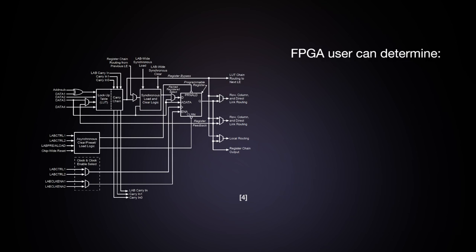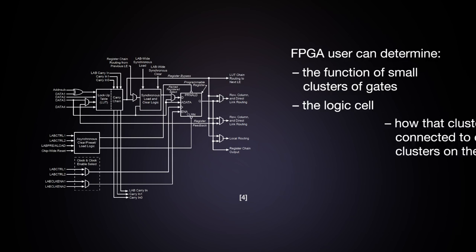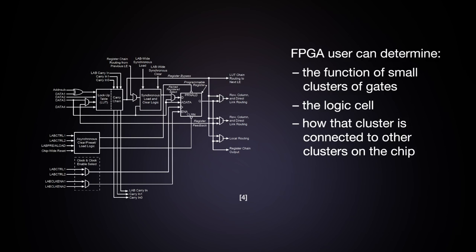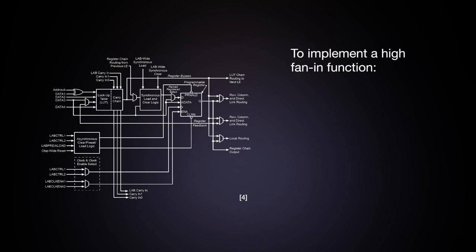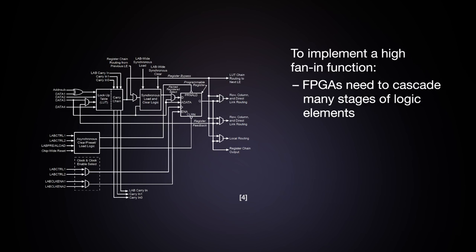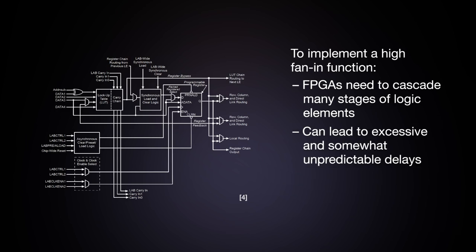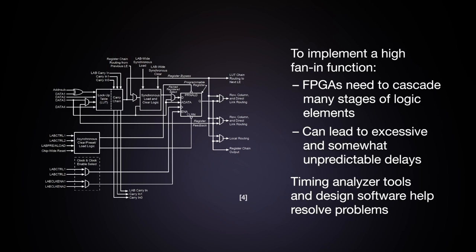The FPGA user could determine the function of small clusters of gates, the logic cell, and how that cluster is connected to other clusters on the chip, gradually building up a circuit by connecting logic cells. However, to implement a high fan-in function like an address decoder, FPGAs need to cascade many stages of logic elements. This can lead to excessive and somewhat unpredictable delays. Timing analyzer tools in the design software help resolve these problems to some extent.